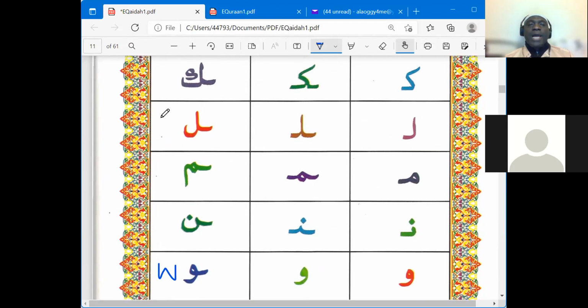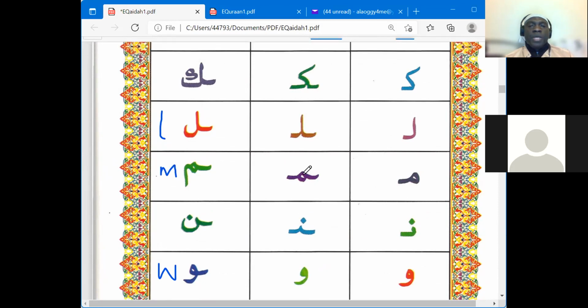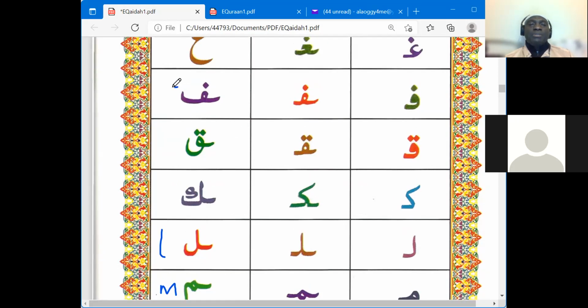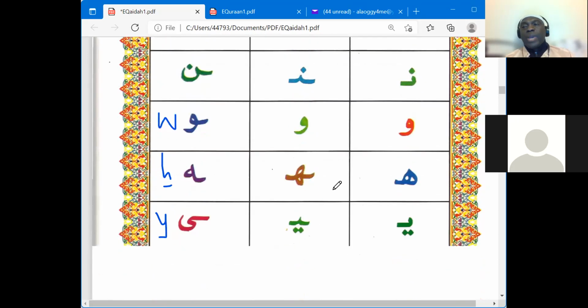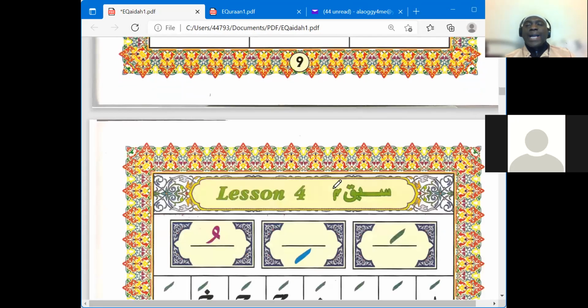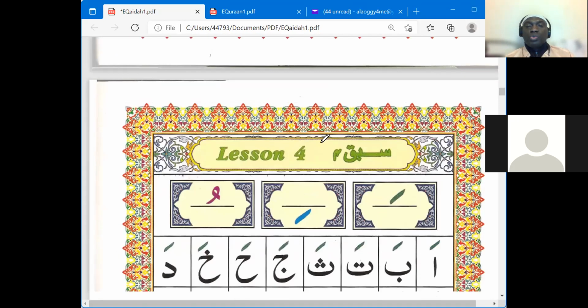Lam, and mim. Fa sounds fa, and then qaf sounds like a cough, qalamun, and ka sounds what? So all these letters have a sound that we have to read, but we can't just read them without what you call harakat, which is in lesson number 4.